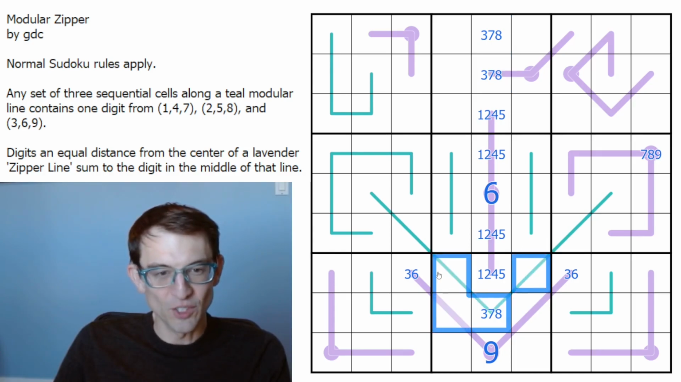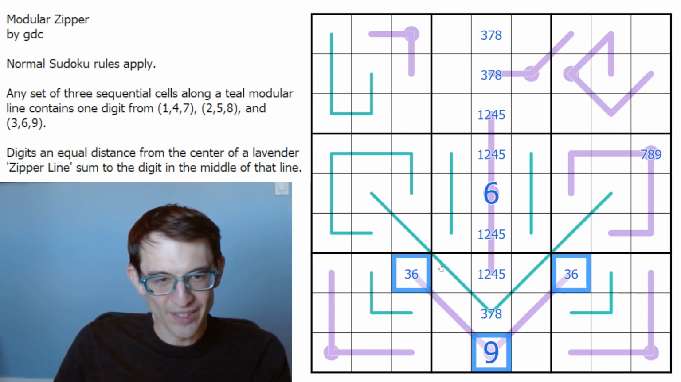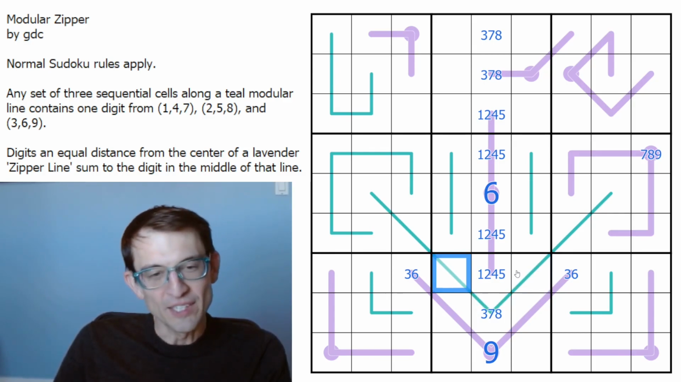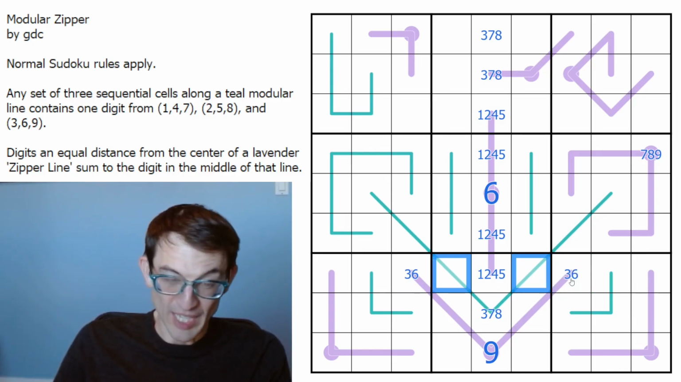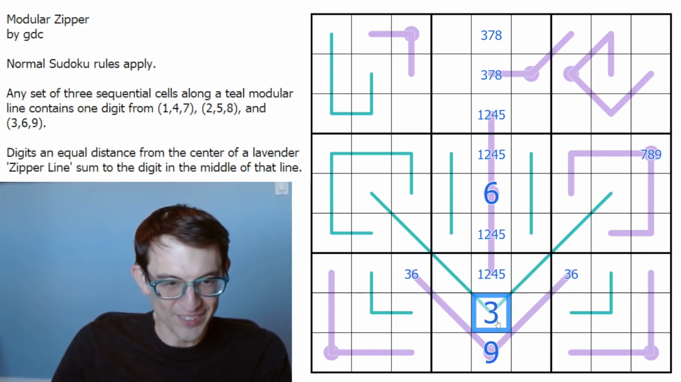So I have this modular line here where these all have to be different. But these 2 digits, they can't be whatever this number is. So they can't be 3 or 6. And they can't be 9. So they're none of 3, 6, 9. So in this group, the 3, 6, 9 has to go here. And the only one that fits that is 3.